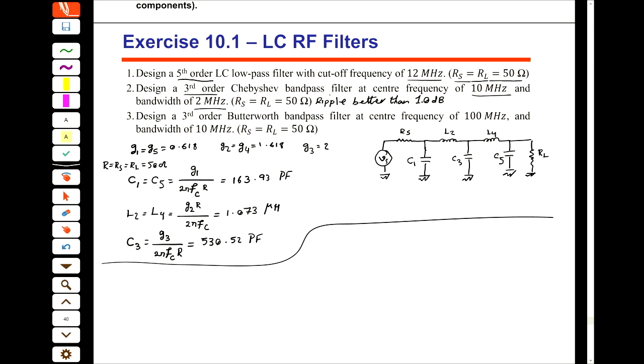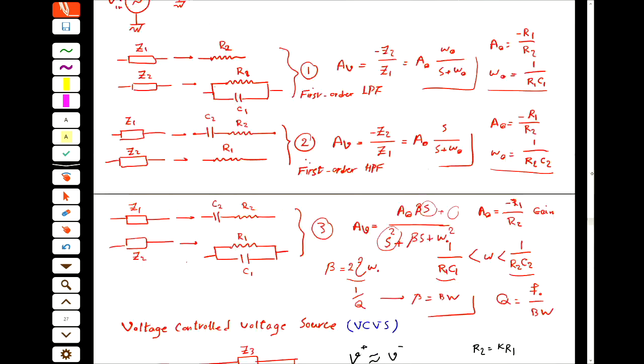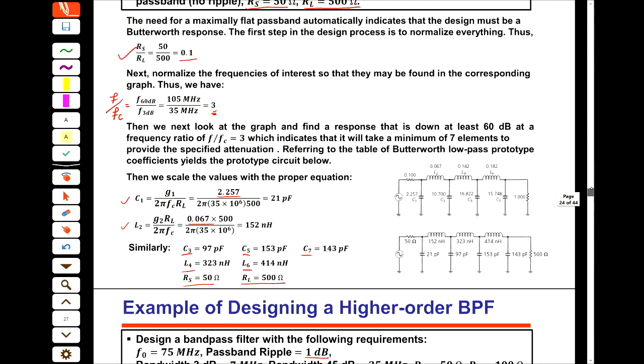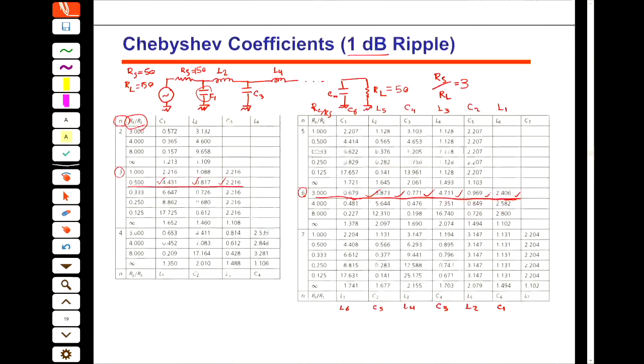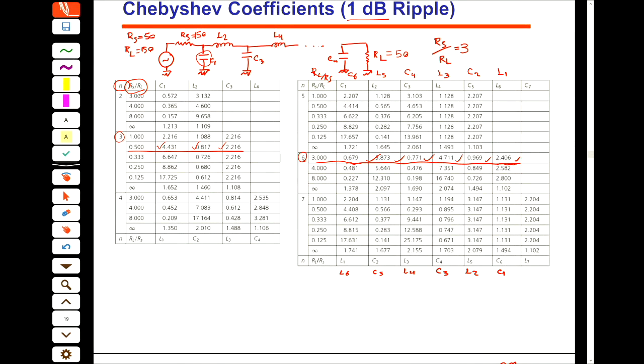All right, again RS equal to RL. So we are going to the table for the Chebyshev filters here, and 1 dB ripple. Third order filter, and then the RS over RL equal to 1. So again you see that this is symmetric because RS equal to RL. All right, so these are the values.